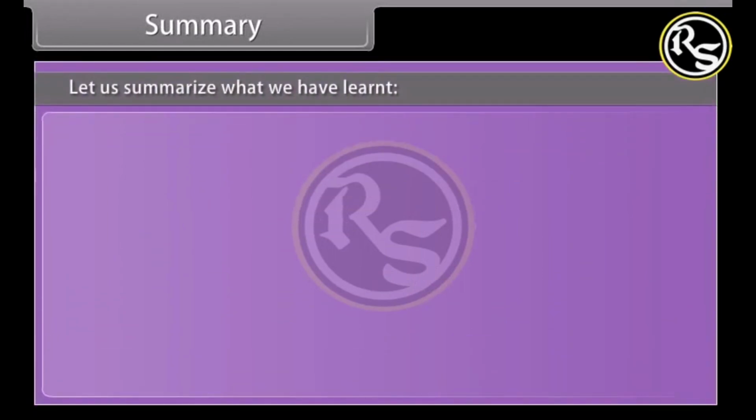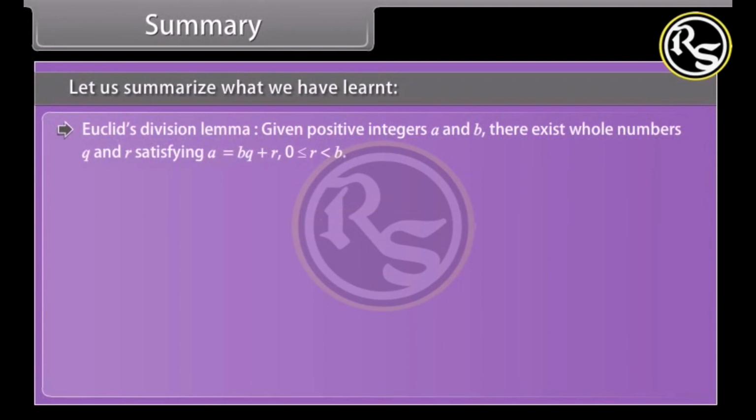Summary. Let us summarize what we have learned. Euclid's division lemma: given positive integers a and b, there exist whole numbers q and r satisfying a = bq + r, where 0 is smaller than or equal to r, which is smaller than b.